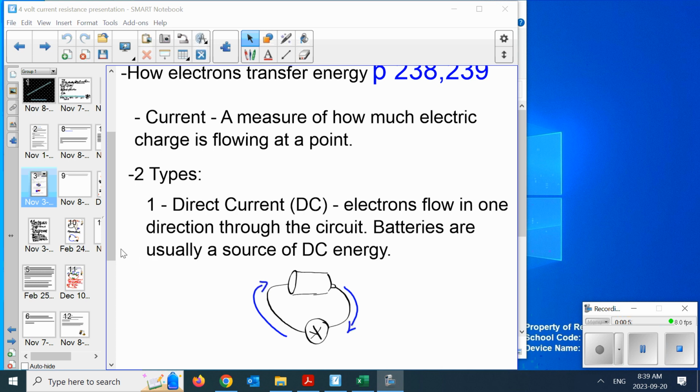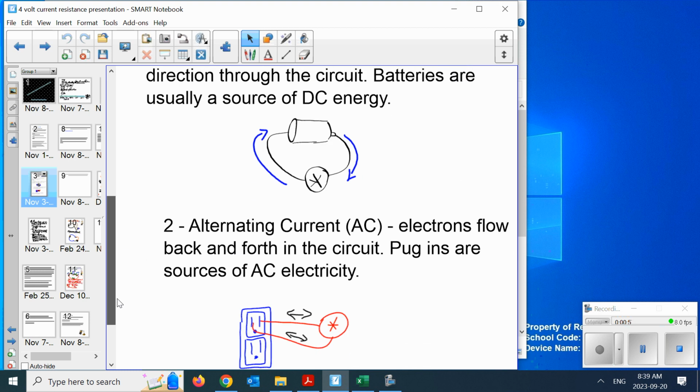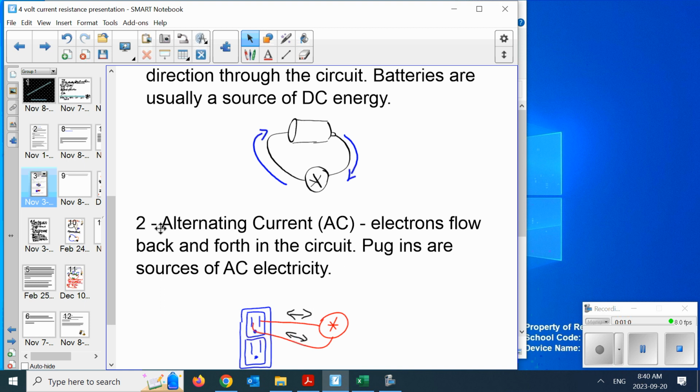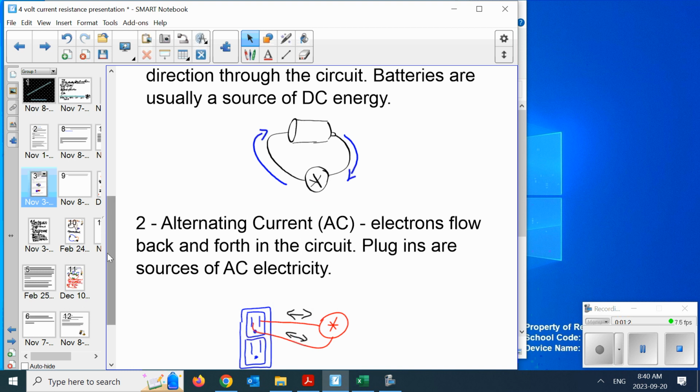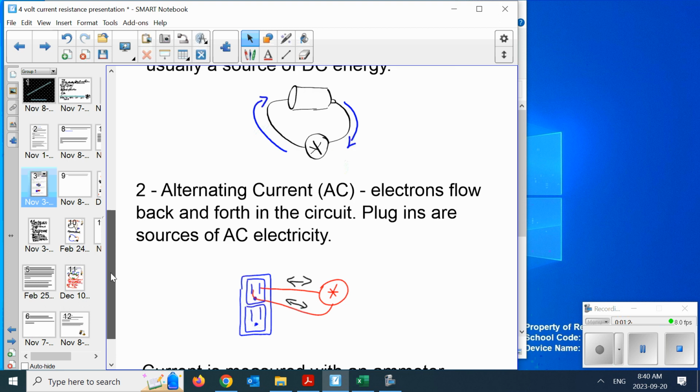So, just like the old person's rock band, AC, DC, right? So the other type is AC, alternating, not air conditioning. Second type. Alternating current. Electrons flow back and forth in the circuit. Plug-ins are a source of AC electricity. I'm using common language too with these things.